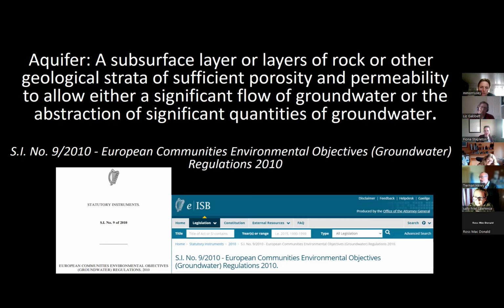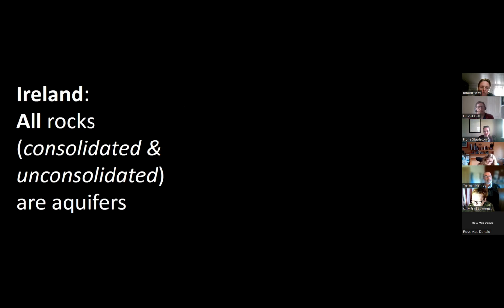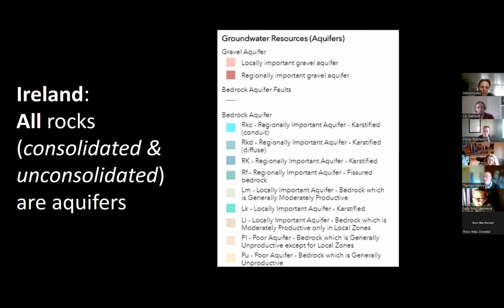So that's the legal definition in Irish law from Statutory Instrument number 9 from 2010, the European Community's Groundwater Regs, okay? So in Ireland, everything in Ireland is considered to be an aquifer. Absolutely everything. We have no non-aquifers in Ireland. And this is how we define it. This is how we group aquifers in Ireland. We have gravel aquifers and we have bedrock aquifers.